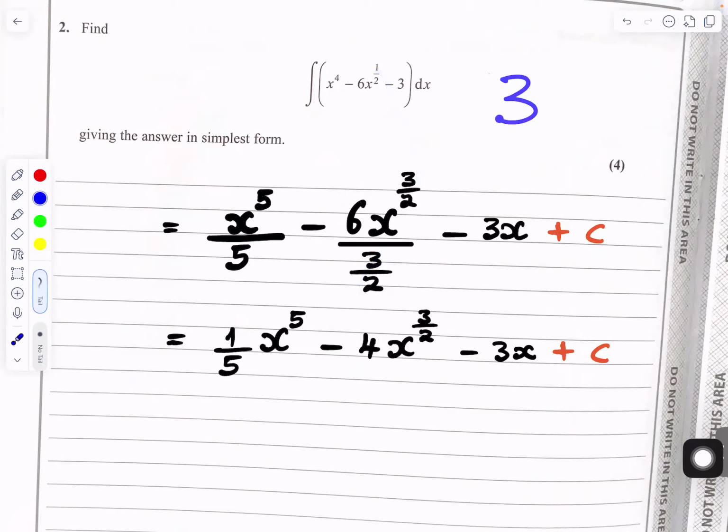When it's just a number 3, imagine it's 3 times x to the power 0. You add 1 to it, it just gives you 3x. So when you have a number, just add the x and add c. Use your calculator. 6 divided by 3 over 2 gives you 4. So that's your answer. Don't forget to add the constant of integration. And that's for 4 marks. So when we mark the exams, this is probably 1 mark, 2 marks, 3 marks, and then maybe the 4th mark could be writing it out neatly.